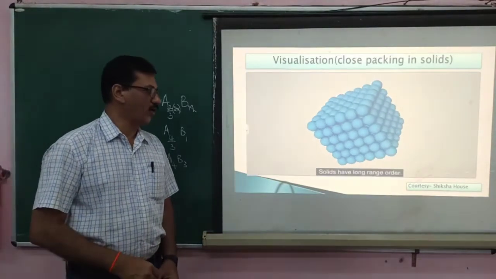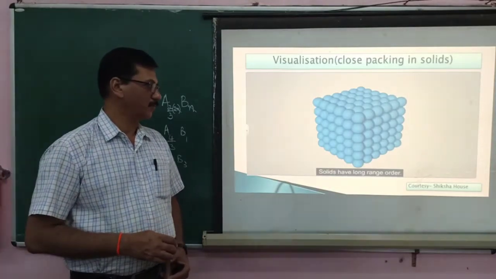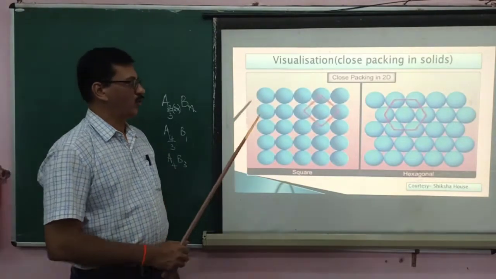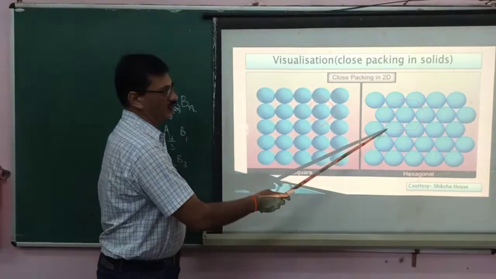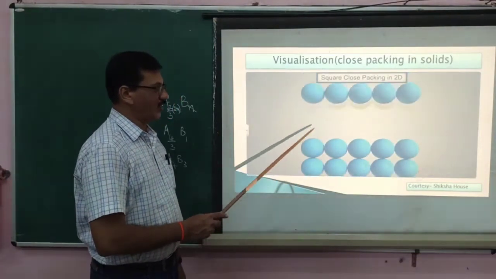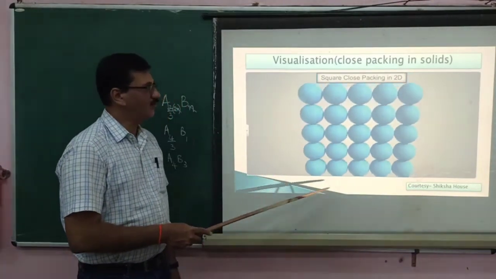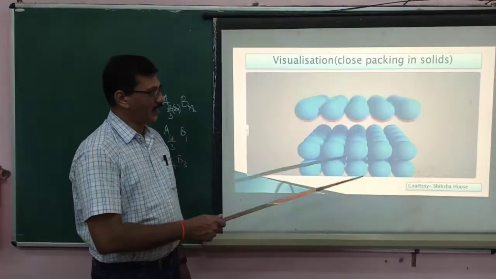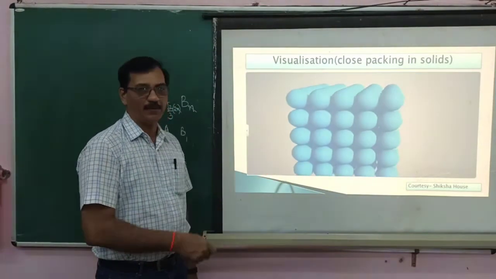So solids have long range order, and you can see the atoms are being packed. As I told you, in two dimensions, this is square packing and this is hexagonal close packing. When you keep one layer over the other in a similar way, for the 2D pack you get square packing. This is square packing.